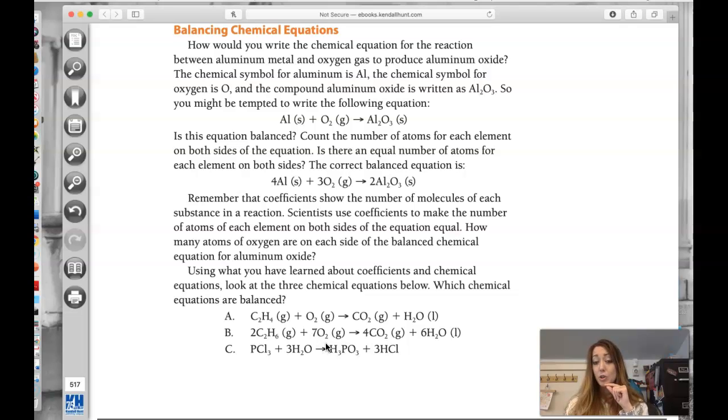7 times 2 oxygens, 14 oxygens. So now let's come over here and check this side of the arrow. 4 times 2, 8. 6 applies to all of it. 8 plus 6. Are we balanced? What do you think? We're balanced. Okay. C. 1 potassium, 1 potassium. 3 chlorines, 3 chlorines.